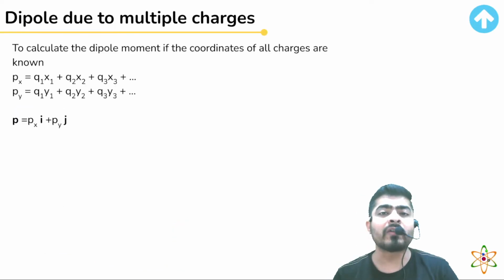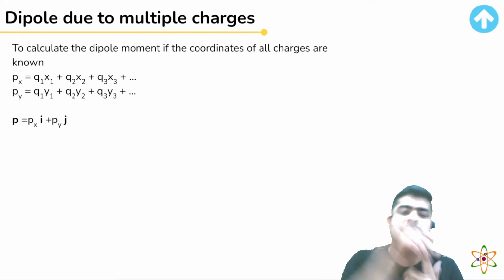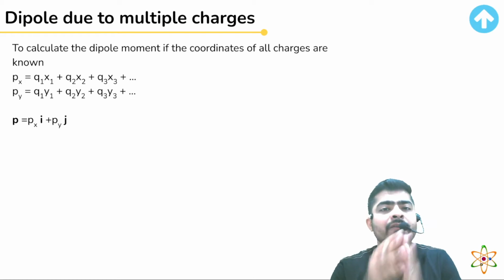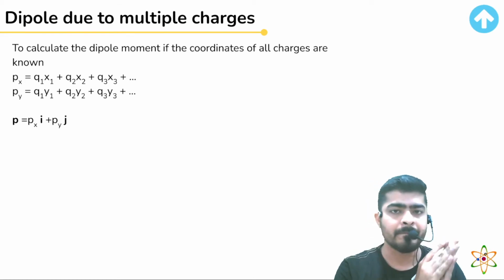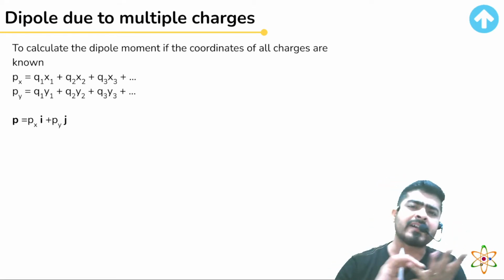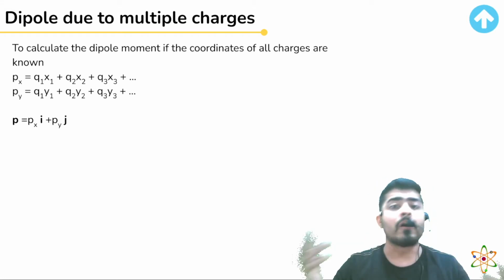What happens when you're given multiple charges? If you are given two charges, one plus q, one minus q, the dipole moment is qd. But what if there are more than two charges? In that case, how do you find the dipole moment? First thing, the dipole moment is a vector, right? So we want the components of the vector: the x component and the y component. How do you find the components?